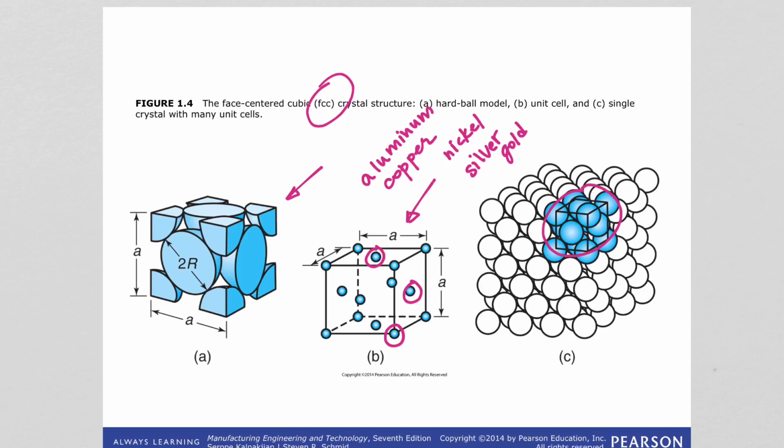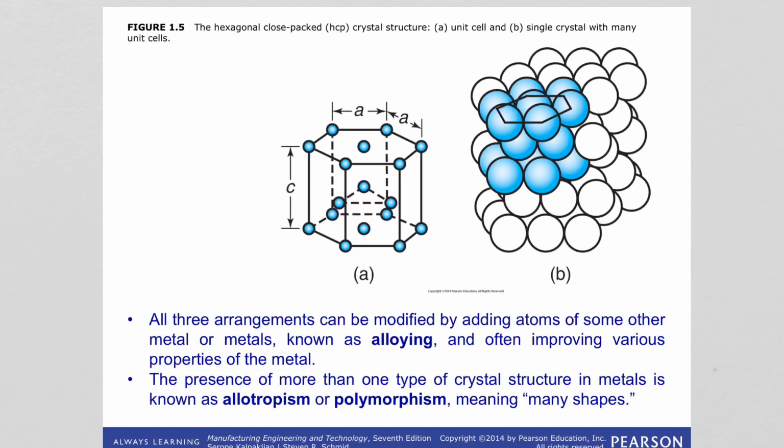So therefore, let's see, the next one is HCP, hexagonal close packed structure. Which materials have HCP configuration? Okay, beryllium, cadmium, cobalt, magnesium, zinc. Okay, so these are HCP crystal structures.